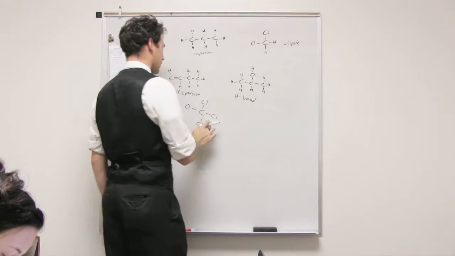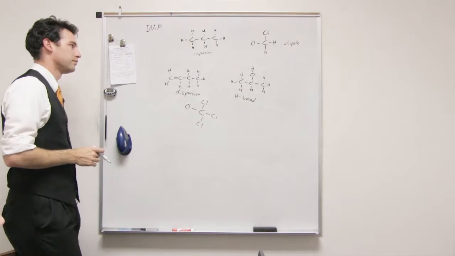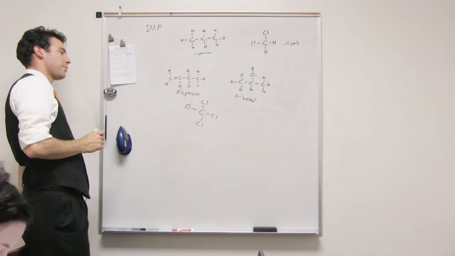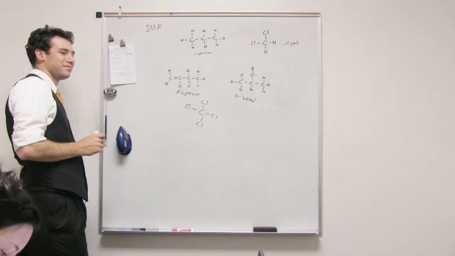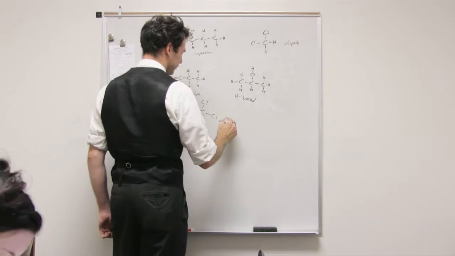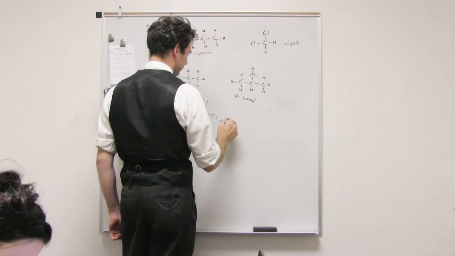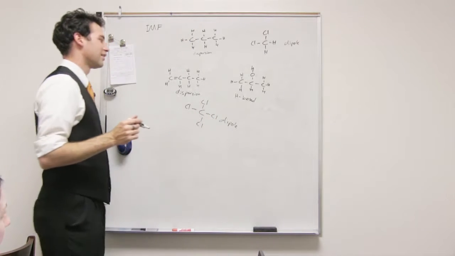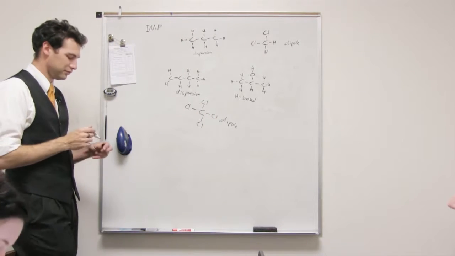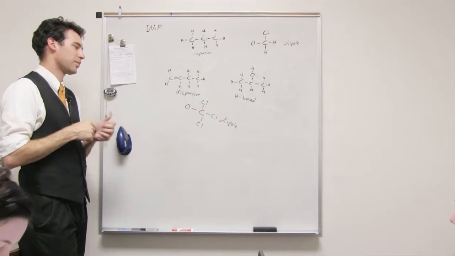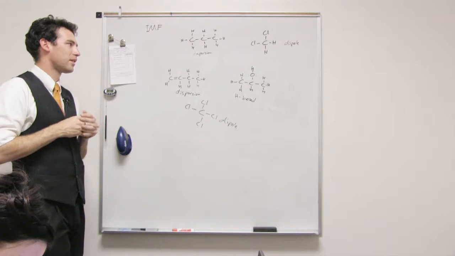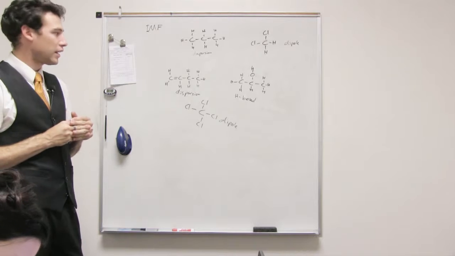Okay, and what about CCl4? Dispersion, dipole, or hydrogen bond? Dipole. Isn't almost everything with a chlorine in it a dipole? Yep. Unless there was an O somewhere in there, then we could say it's a hydrogen bond.